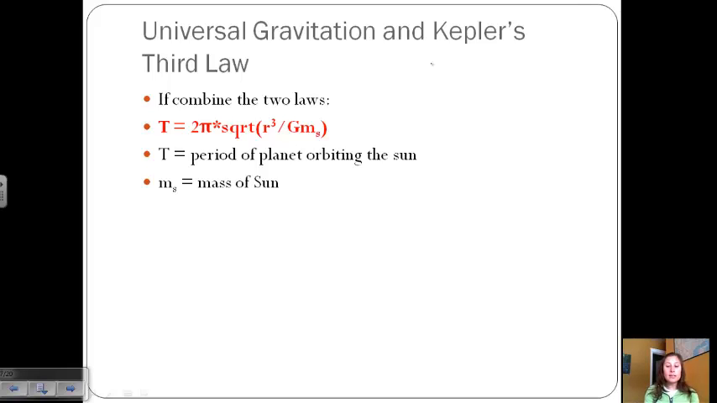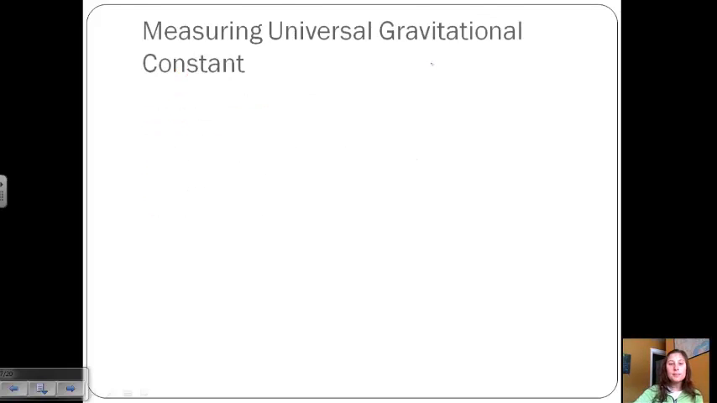But if we were looking at a satellite orbiting Earth, then T would represent the time it took the satellite to orbit the Earth, and M sub s would probably become M sub e, which is the mass of the Earth, because the satellite is orbiting Earth, not the sun. R represents the orbital radius. How far is that object from the main body? So in this case, how far is the planet from the sun?